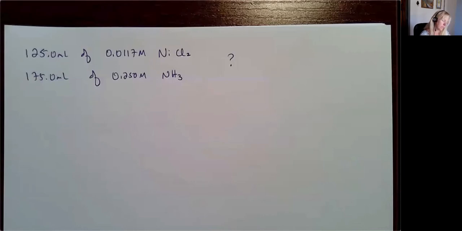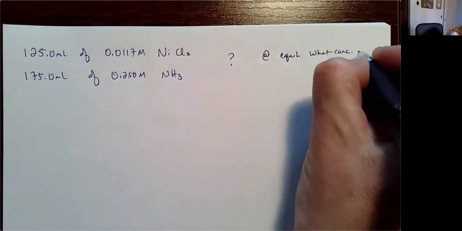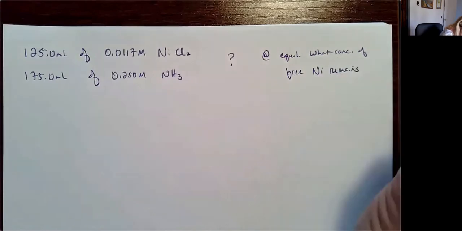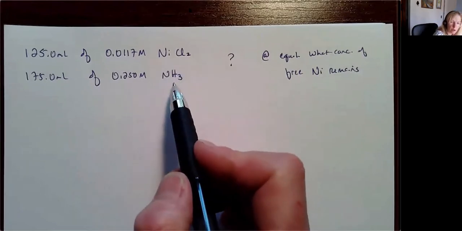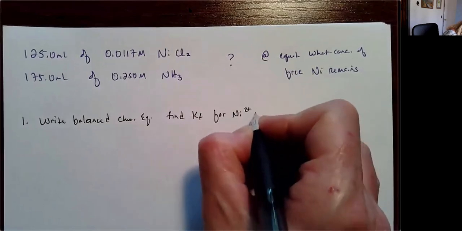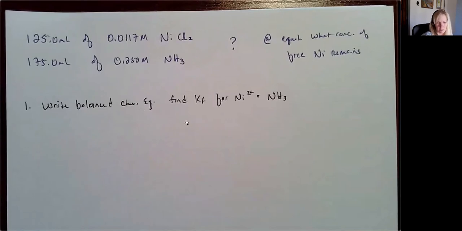Okay, so I have these 2 solutions here. I'm going to mix them together, and I want to know at equilibrium what concentration of free nickel ions remains. So not complexed. So I have nickel ion, I have chlorine ion, and I have ammonia. I don't think the chlorine is going to do anything, but I'm going to look up and see if I can find a Kf value for nickel ammonia. And I'm going to find my Kf for nickel and NH3. And that's going to tell me what that complex is going to look like.